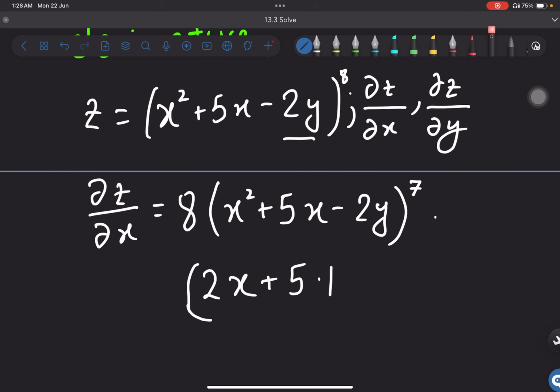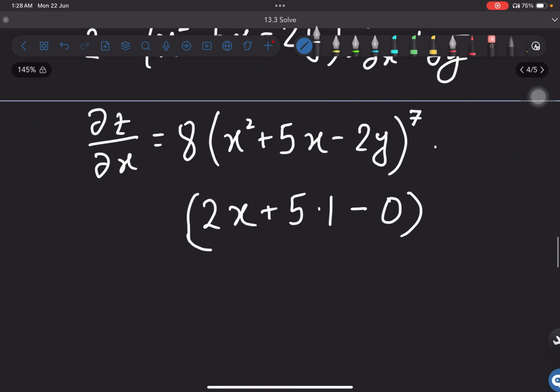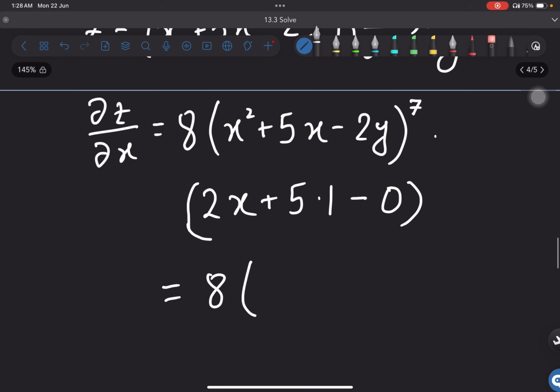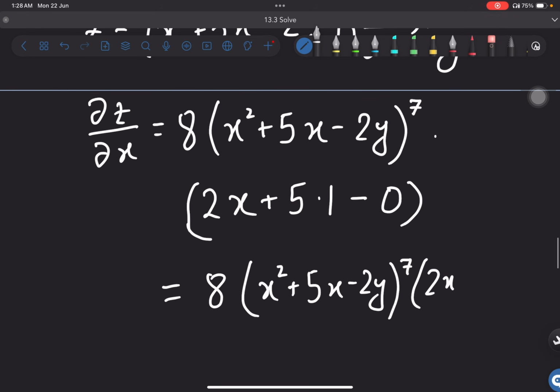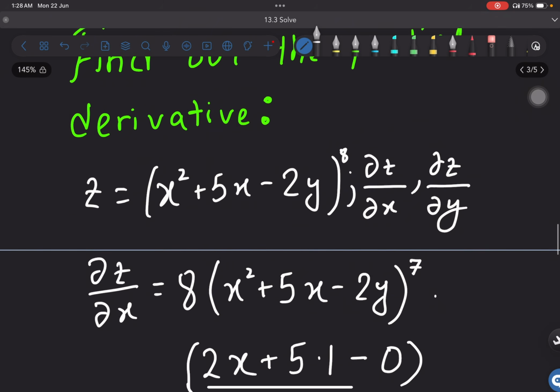a constant, right? There is no x element over here. So whenever there is an element that does not have x, that variable automatically becomes a constant. So here 2y is a constant, and we know when we differentiate a constant, it becomes 0. So this will be minus 0, which stands to 8 times (x squared plus 5x minus 2y) to the power 7 into (2x plus 5). And this is our del z by del x.